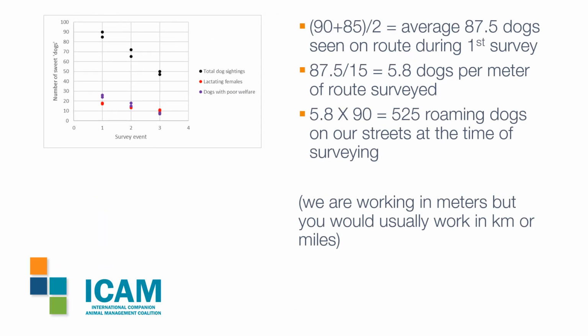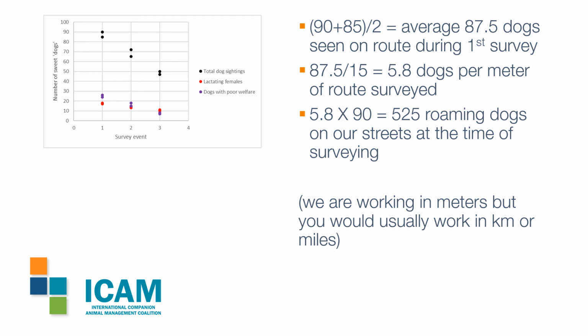So we're going to take the total number of roaming dogs from our first survey event. That's before any of the interventions, also known as sweetie eating, happened. So we look at these two data points here. That's the total number of dogs seen on the route at the first survey event on the two replicates. What we want is an average of these two numbers. So this is 90, this is 85, add them together and divide by 2, and we get an average of 87.5 dogs seen on the route during the first survey.